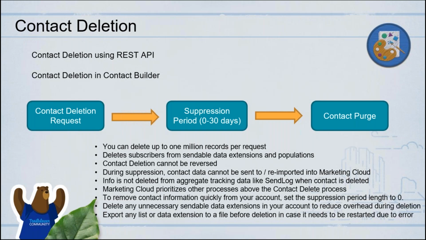Now, sometimes there's tracking data. SendLog has tracking: these people were sent emails on such and such date. What it does is the info is not completely deleted. It anonymizes it. It actually puts deleted at exacttarget.com, like that. But that record will still show that somebody was sent an email, so the aggregate tracking data is not deleted.